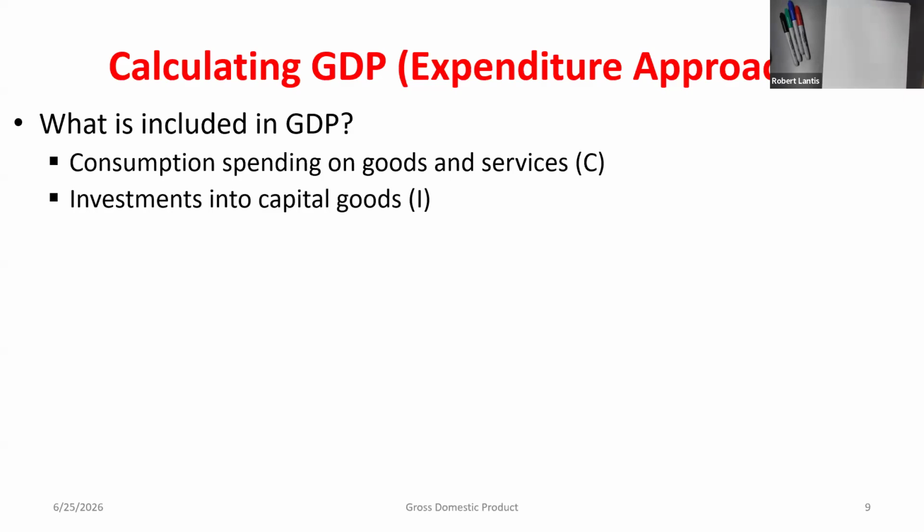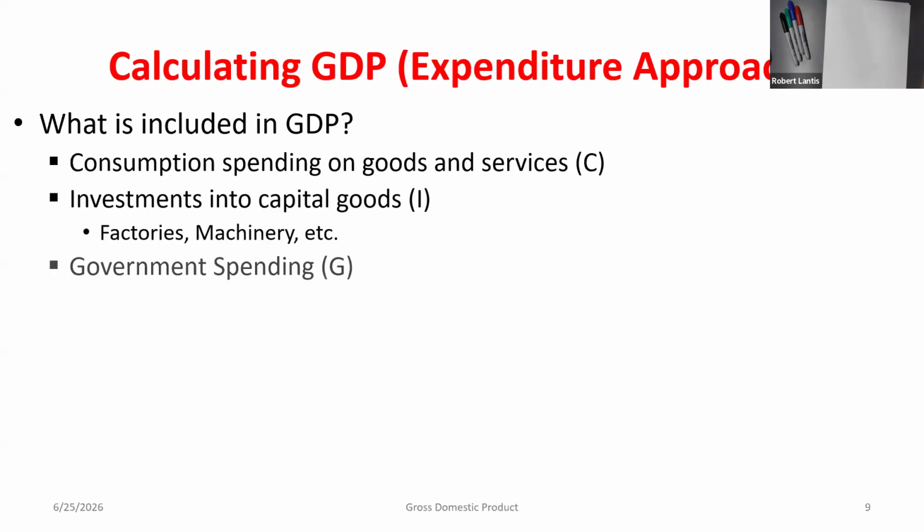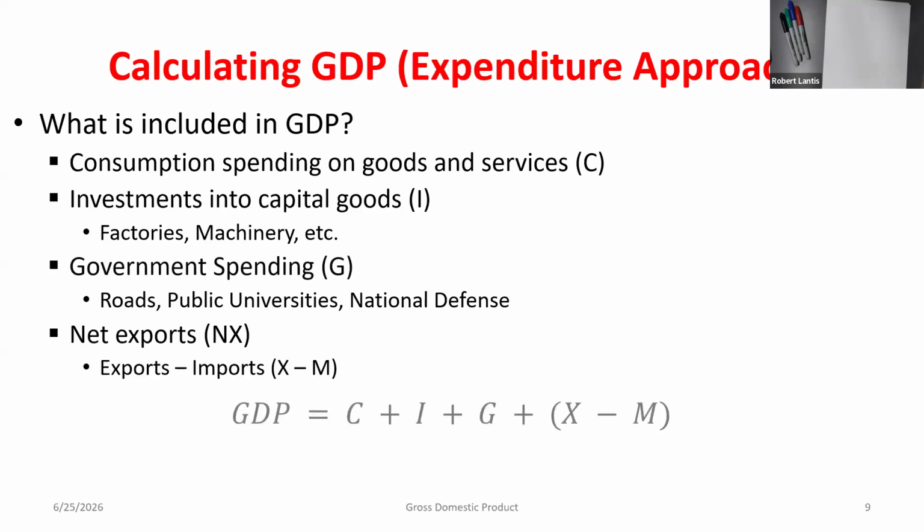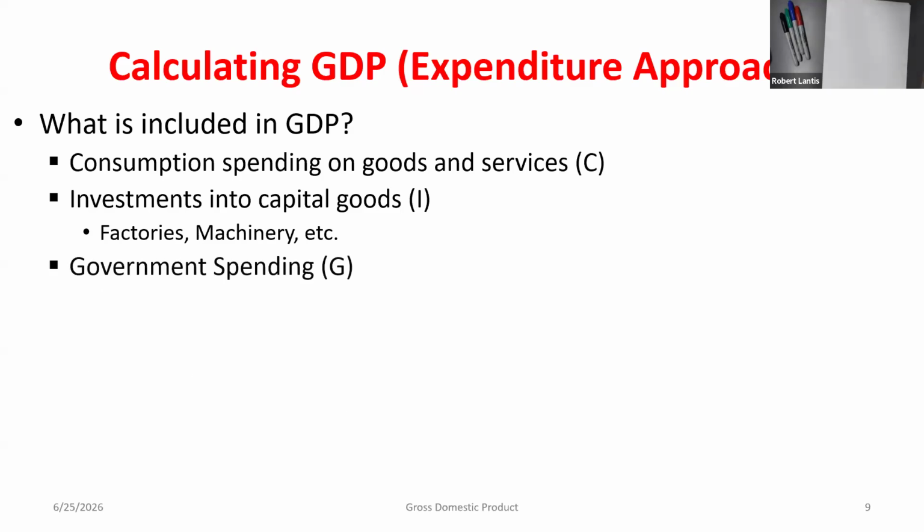These are what we call investments into capital goods. So we want to be careful here. Even though it's this term of investments, it's essentially the expenditure by businesses to purchase factors of production. So this is factories, machinery, workers.